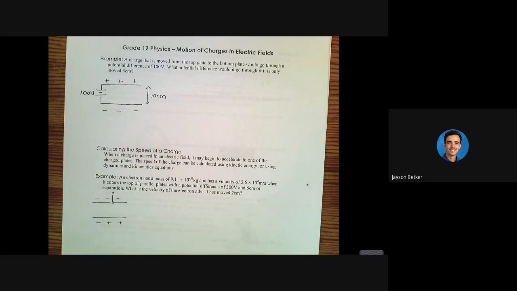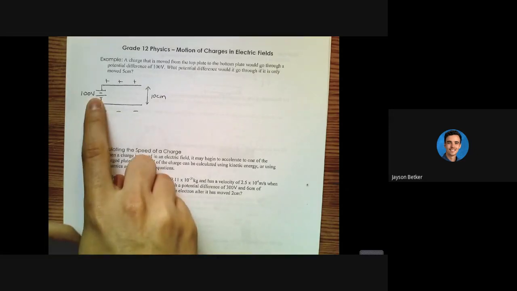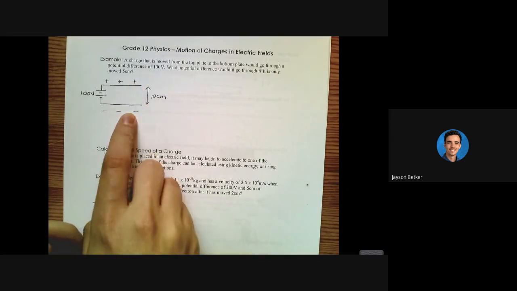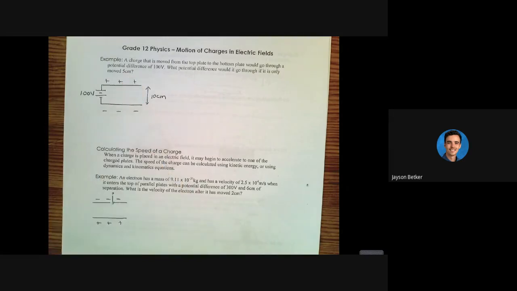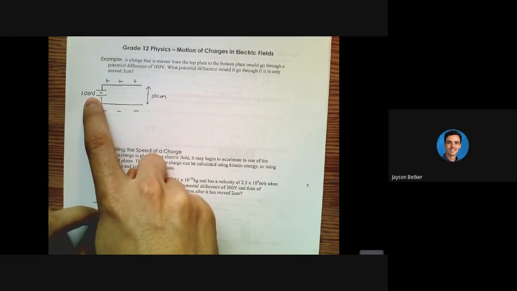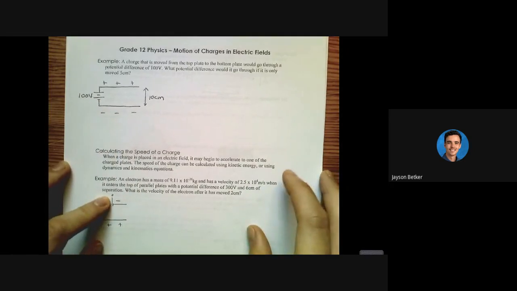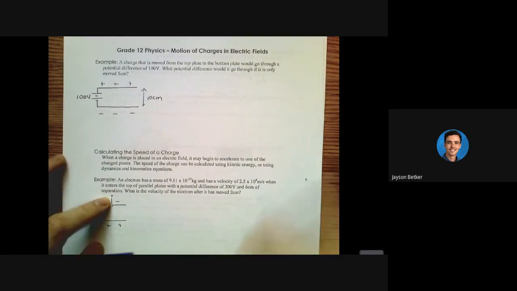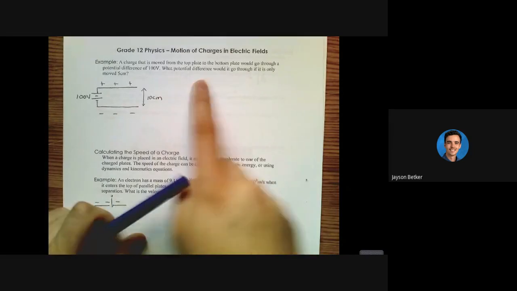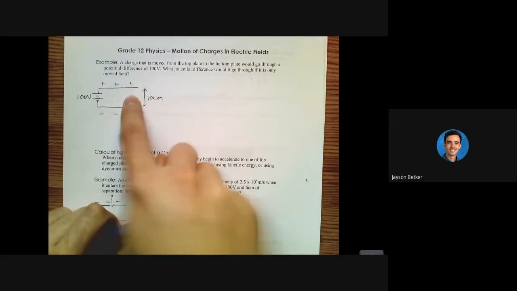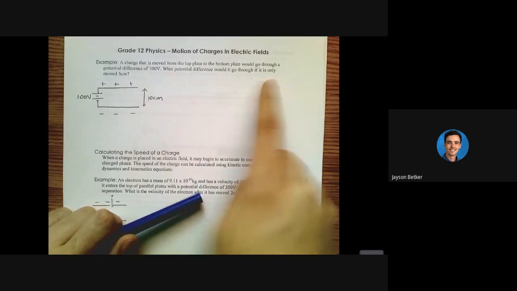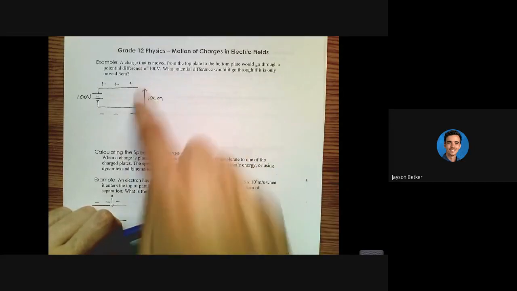So what this is telling us is that if I go from the top plate to the bottom plate, or from the bottom plate to the top plate, I would go through a potential difference of 100 volts. That's what that battery is telling us. Now, what the question is asking is what potential difference would that charge go through if it was only moved 5 centimeters instead of being moved the full 10?